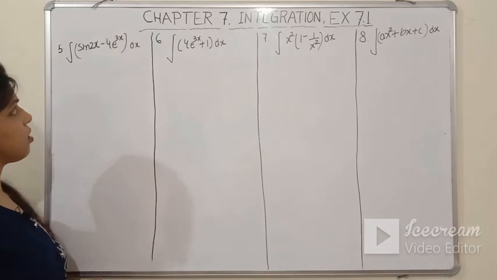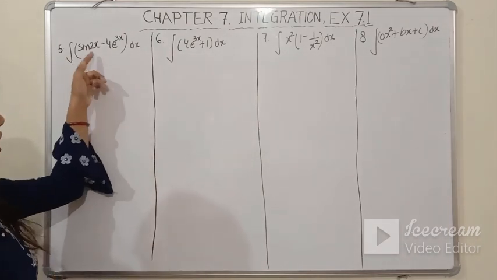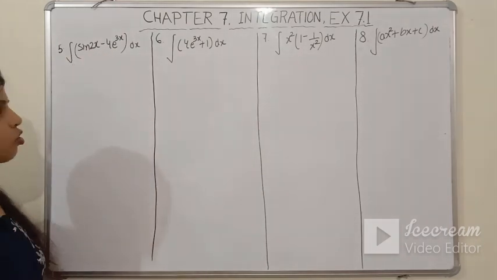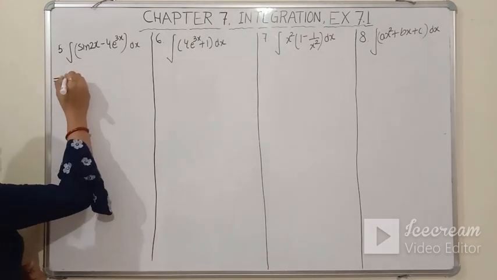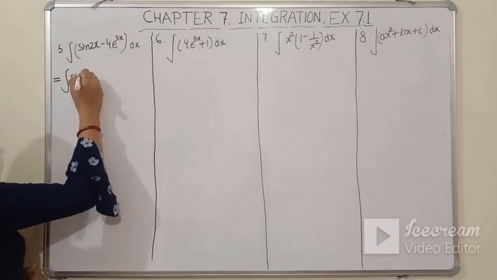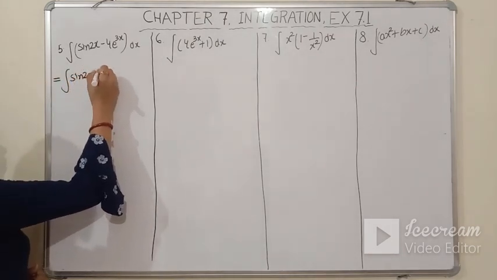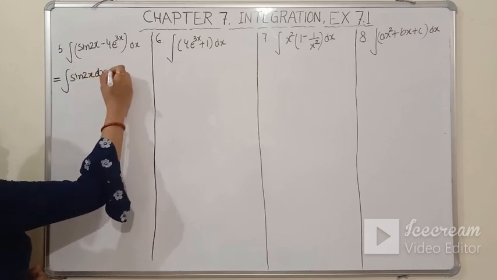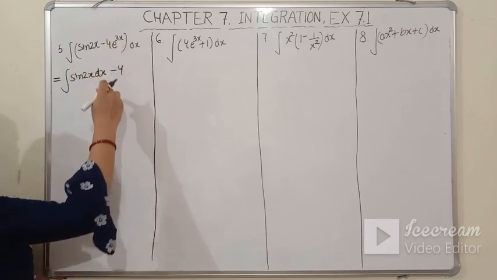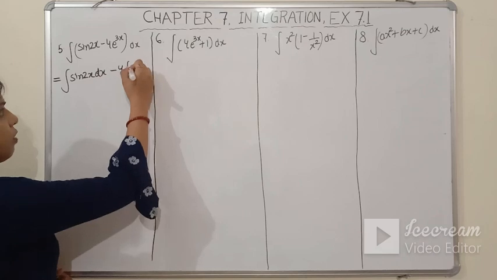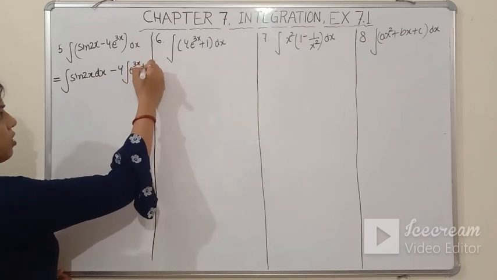So students, next our question number 5 is integration of sin 2x minus 4 e raised to power 3x. So first of all we will split the integration symbol over both the parts. That means integral of sin 2x dx minus 4, which can be taken outside because 4 is a constant, times integral of e raised to power 3x dx.